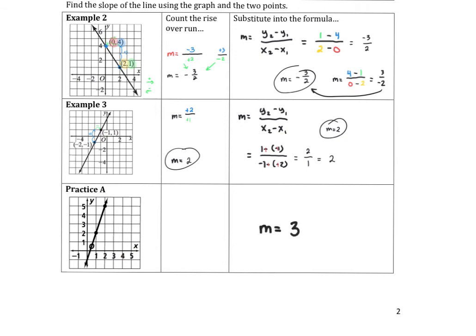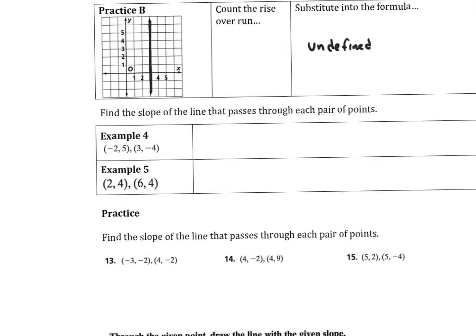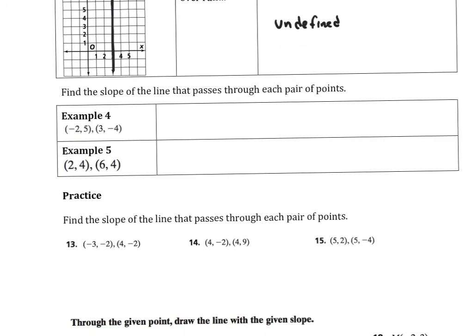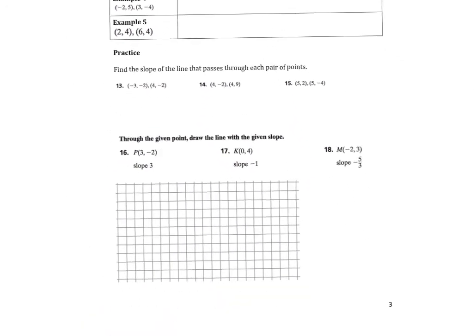And the answer is 3. I do expect to see work just like I showed up there. Now do part B, practice B, pause and check. The answer here is undefined slope because we see that it is a vertical line. Vertical line, undefined slope. All right, let me walk through the example here of example 4 and 5, and then you're going to practice down below.